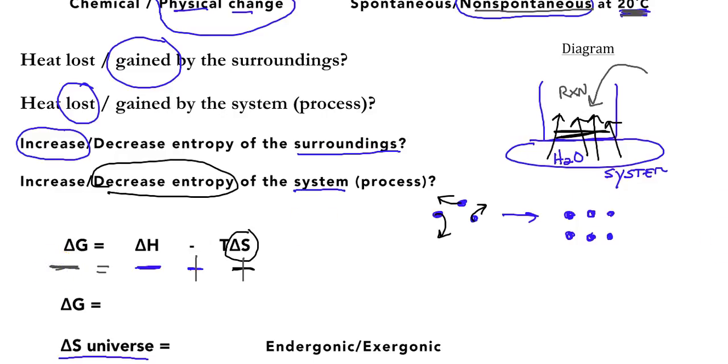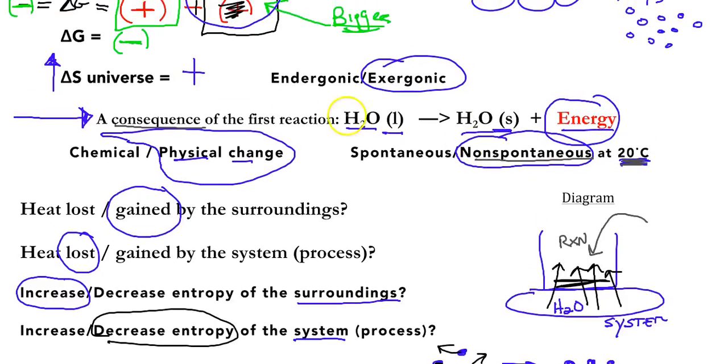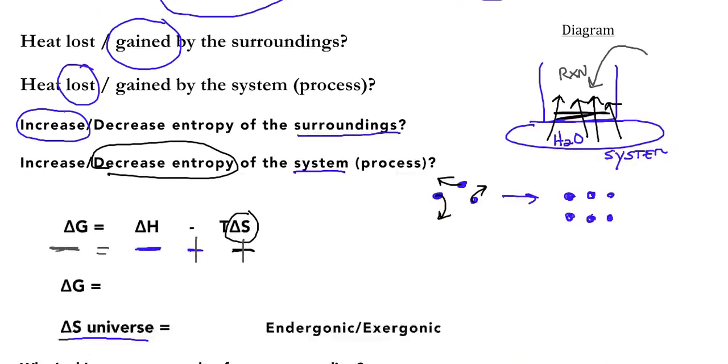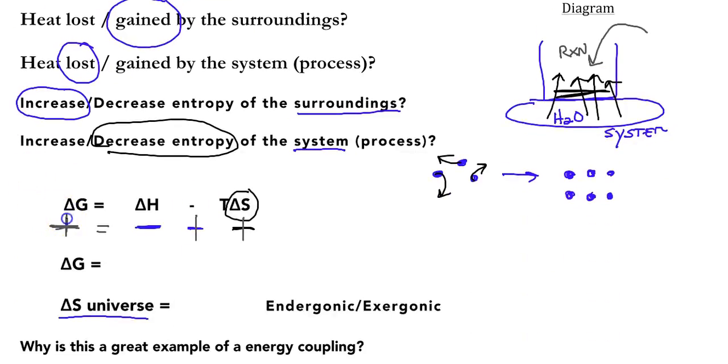Now, if we didn't have the free energy of the reaction, and I had water sitting by itself, this would still be written the same way. Energy has to be released in order for the water to become a solid. This would be non-spontaneous, and this would have to be a positive value. If water was hanging out by itself at 20 degrees Celsius, it would never freeze, and this would be positive. But because we're coupling, we're using the free energy of the other reaction to force the heat. This is going to become negative.